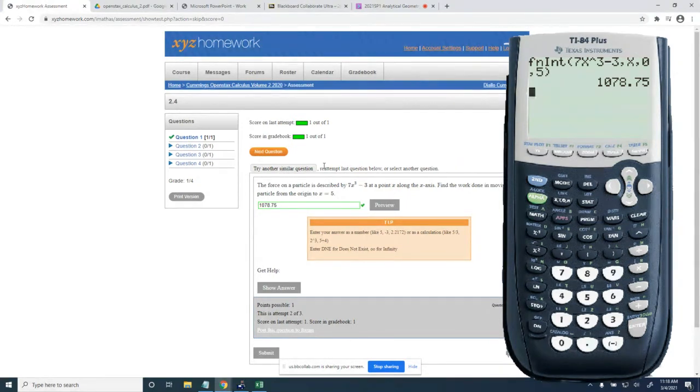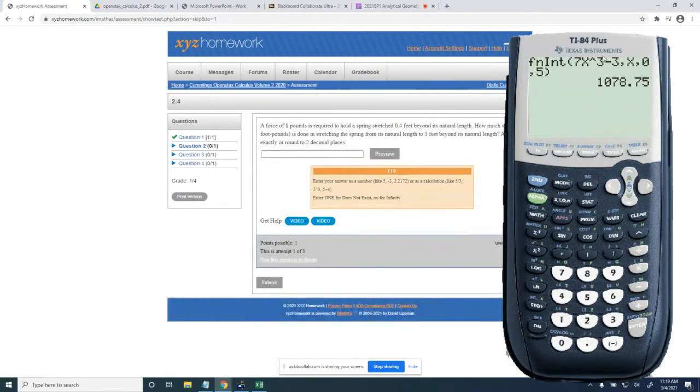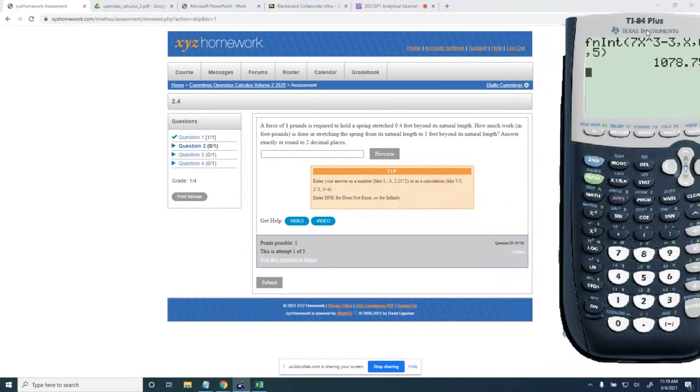All right, so the very first one, even though there wasn't a video, is sort of straightforward. We're given a force, we're actually given the force function. We're given the limits, and we simply put that in our work formula and integrate. Now problem number 2 is slightly different.